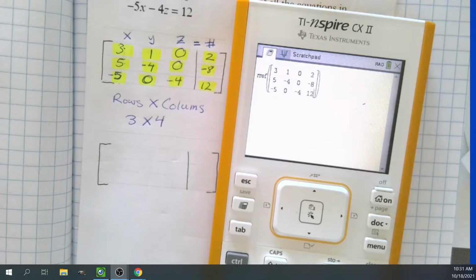Do I tell you what I got? Nope. Just keep it on your calculator. When you got that, press enter. If it looks like this, you did it right.